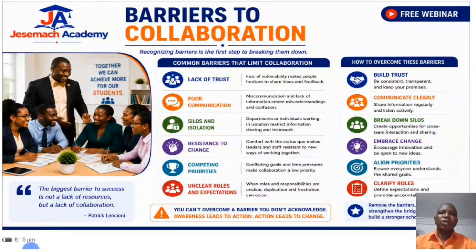Barriers to collaboration. What are the barriers to collaboration? The first one is lack of trust. When people don't trust you, they won't collaborate with you. Number 2, poor communication. When you think in your heart, people will not know what you mean. You must say it out. You must take action. Learn how to communicate clearly. Poor communication will generally disorganize the team.